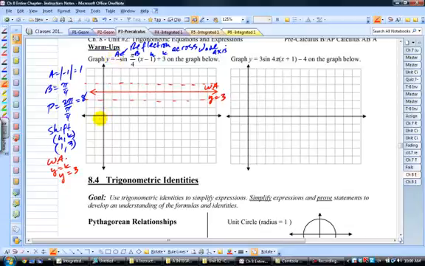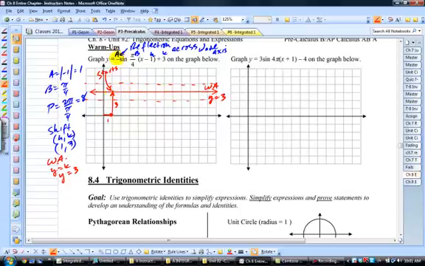Typical sine wave starts here at the origin. That's not translated, but this one's been translated 1 right, 3 up. So you got to go 1 right and 3 up. So 1 here, 3 here. So now my sine wave starts here. Okay, starts at 1 comma 3, and then it typically goes up and back down.